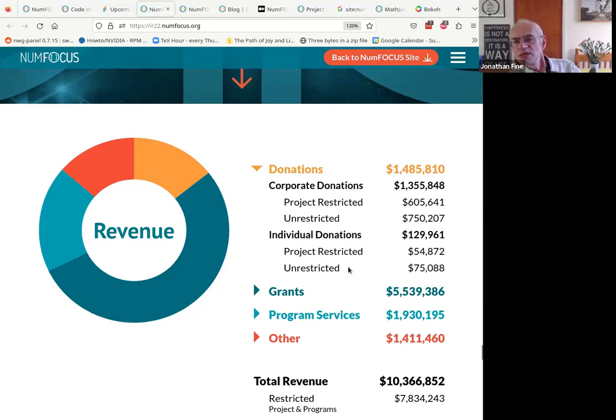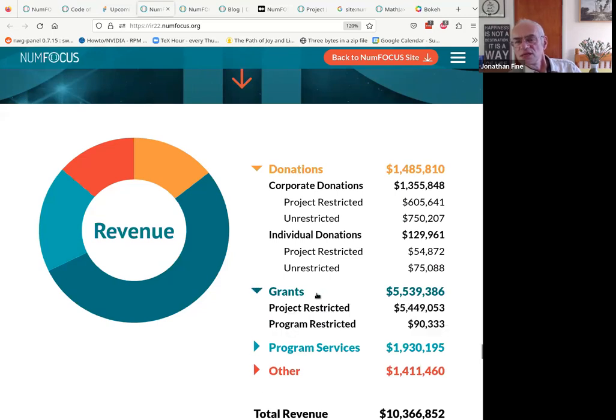Mostly corporate. Grants, that seems to be the really big thing. They will get grants from grant-giving bodies which are restricted for the project. And probably you have to bid for the grant and so forth.